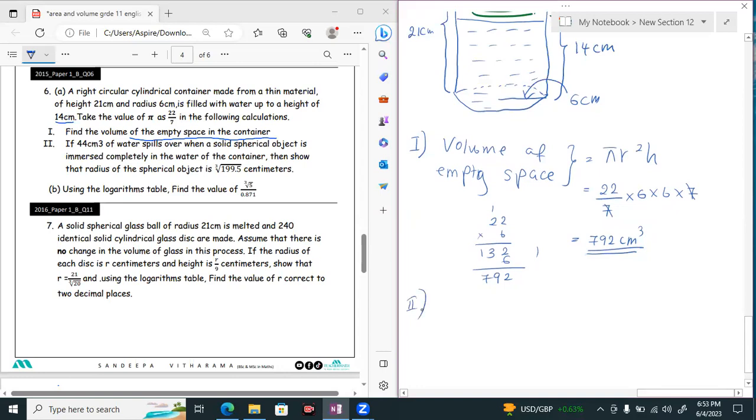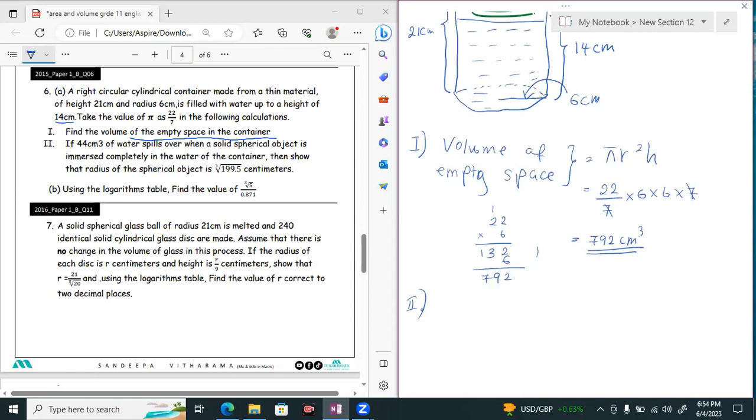Second part. Okay, try to do the second part. If 44 cubic centimeter of water spills over when a solid spherical object is immersed completely in the water of the container, then show that the radius of the spherical object is 199.5 cube root centimeters.